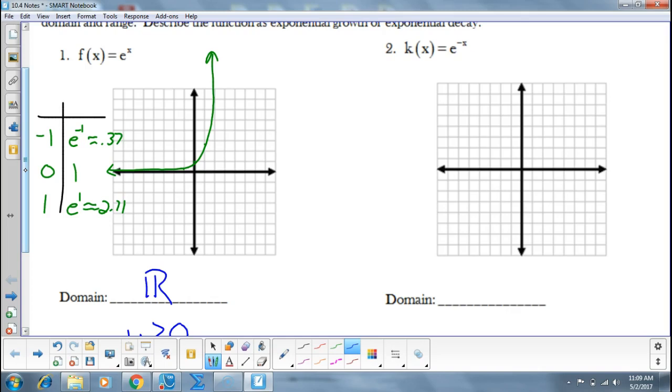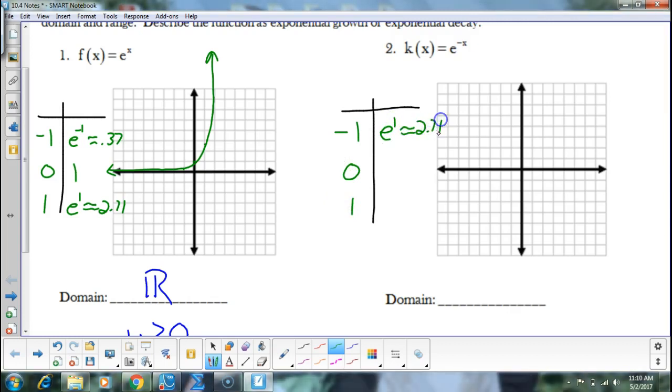Let's try it. 3 key points. -1, 0, and 1. Except this time now this one becomes e to the first, which is approximately 2.71. This one becomes 1, and this becomes e to the negative first, which is approximately 0.37.